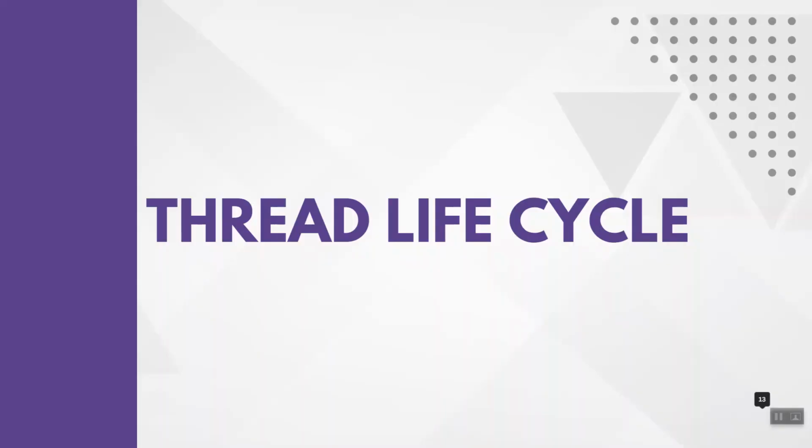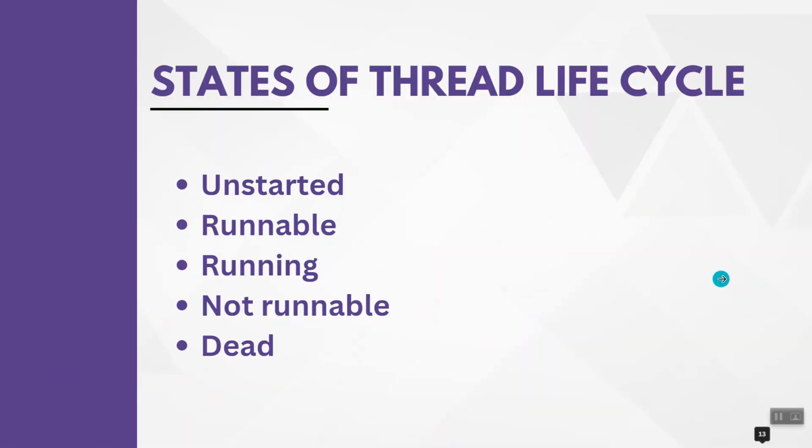Now let's focus on thread life cycle. In C#, each thread has a life cycle. When a task execution of a thread is completed, its life cycle is ended. There are stages of thread life cycle. They are unstarted, runnable, running, not runnable, and dead. When an instance of Thread class is created, it is in unstarted state by default.